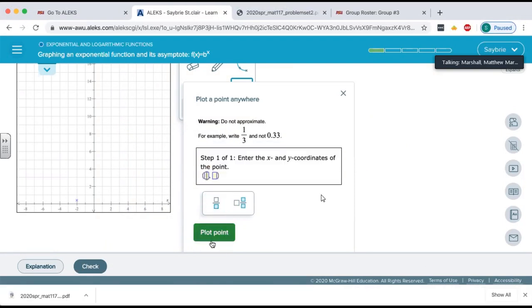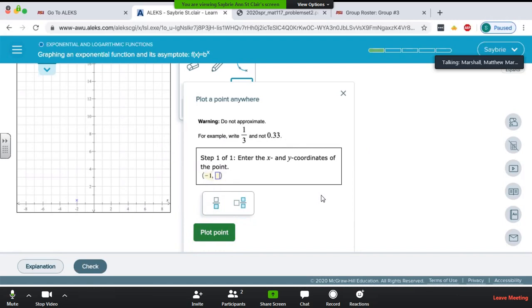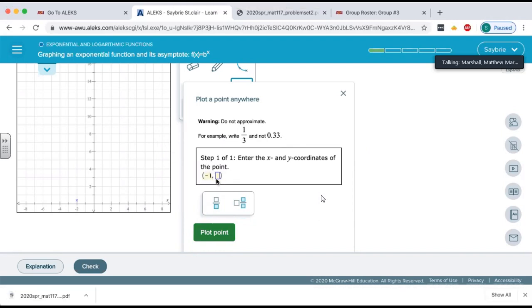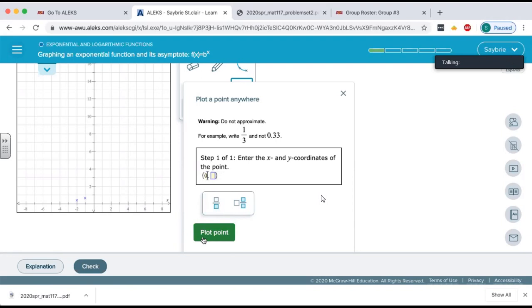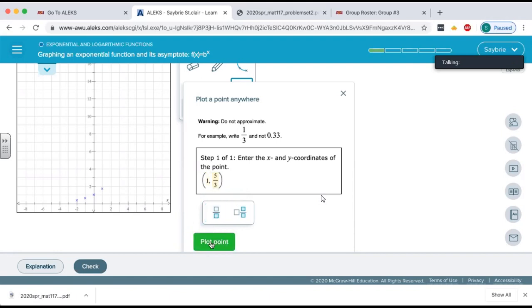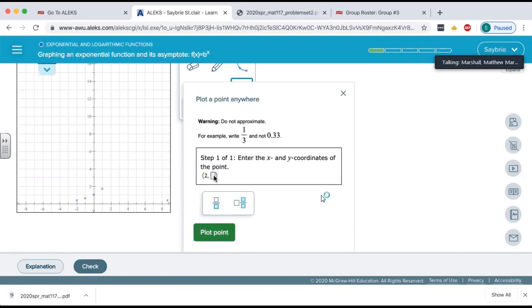If I plug in negative 1, that's just going to give me 1 over 5/3. So if I times that, that gives me 3/5. That's going to be negative 1, 3/5. There you go. If I plug in 0, that's going to give me 1. Anything to the 0 power is 1. And if I plug in 1, that's just going to give me 5/3. And if I plug in 2, you're going to get 5/3 squared, which is 25/9.